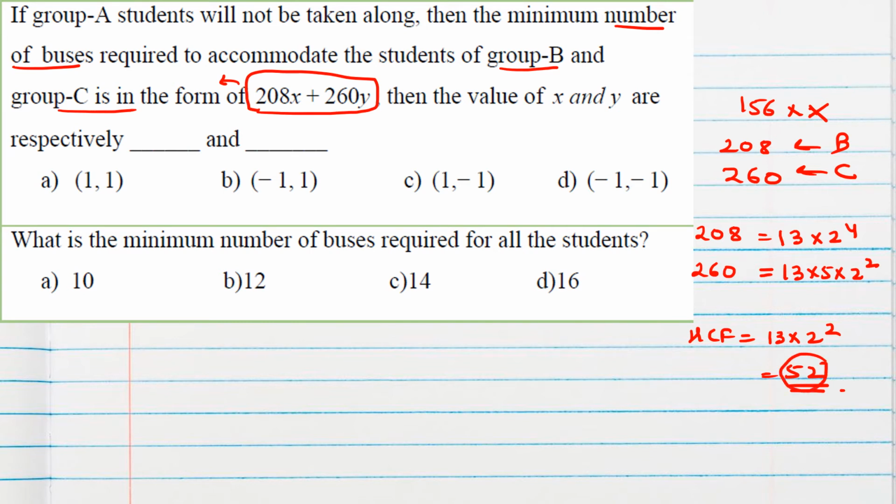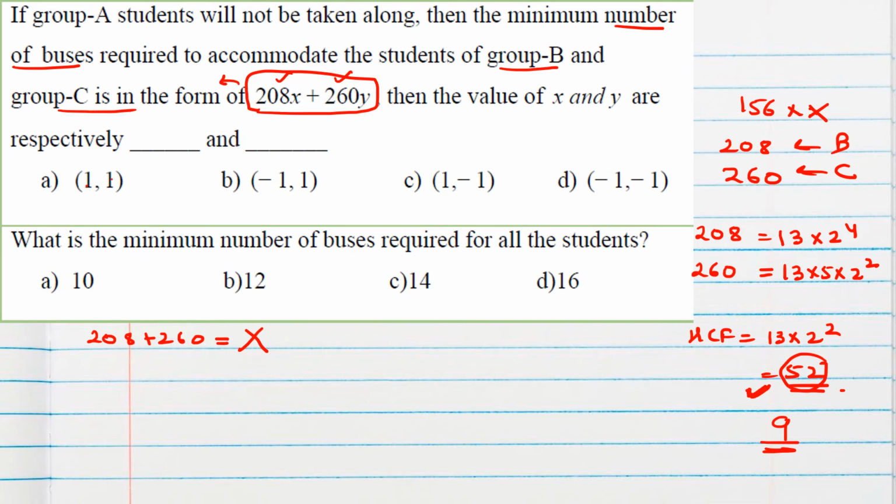Now if you check here, if you substitute X value 1 and Y value 1, that means we will get 208 plus 260 buses. We want only 52 buses. So actually if you see this HCF, if we divide 208 by 52 and 260 by 52, the total number of buses required to accommodate these many students will be 9.